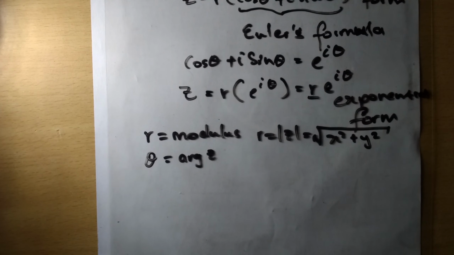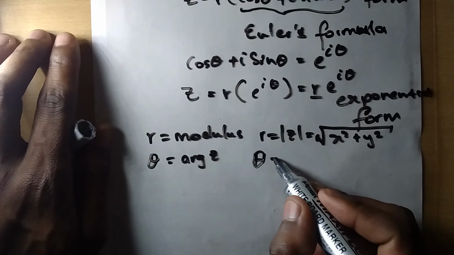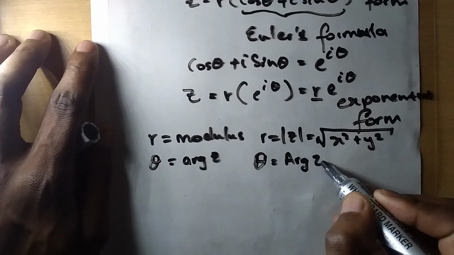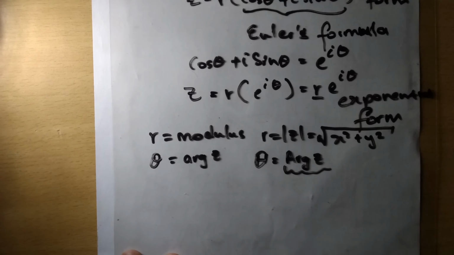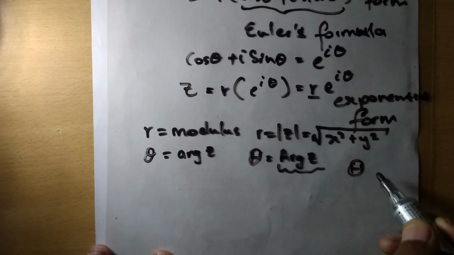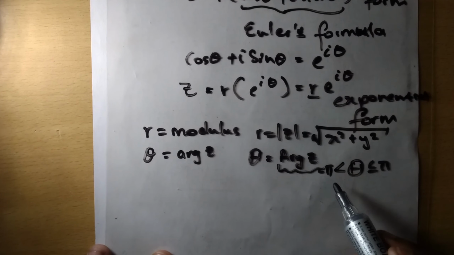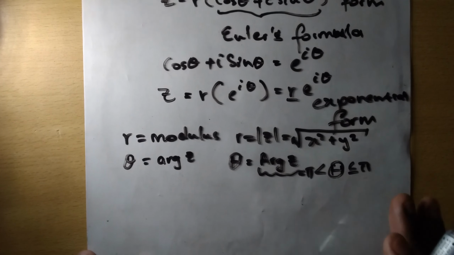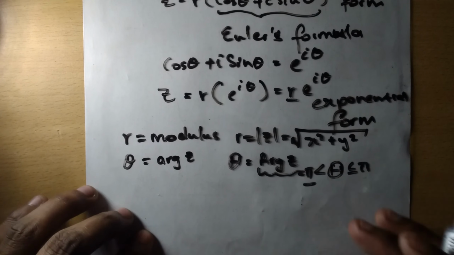Now there is the principal argument and there's an argument. The principal argument is the capital letter Theta, which is given by the principal argument of a complex number. The principal argument, the capital Theta, is always between negative pi and positive pi, where negative pi is not included. It's very important for you to note that. Okay, now let us continue.